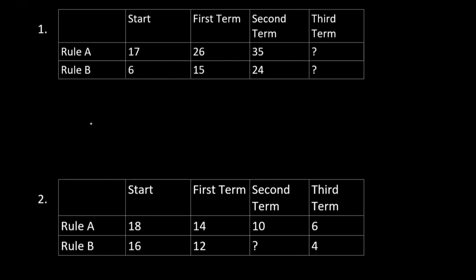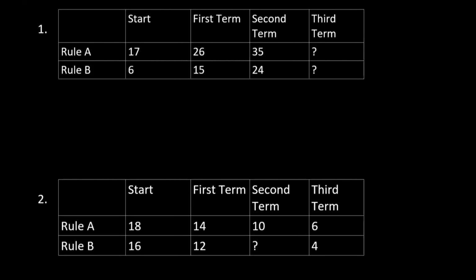I will assume that you guys paused the video and unpaused because you're done. And let's start. Okay, so let's see what the first question says, actually. I'm sorry about that. So A is 17, 26, 35, and then we would have to figure out the third term A, and then B is 6, 15, 24, and then the third term B.